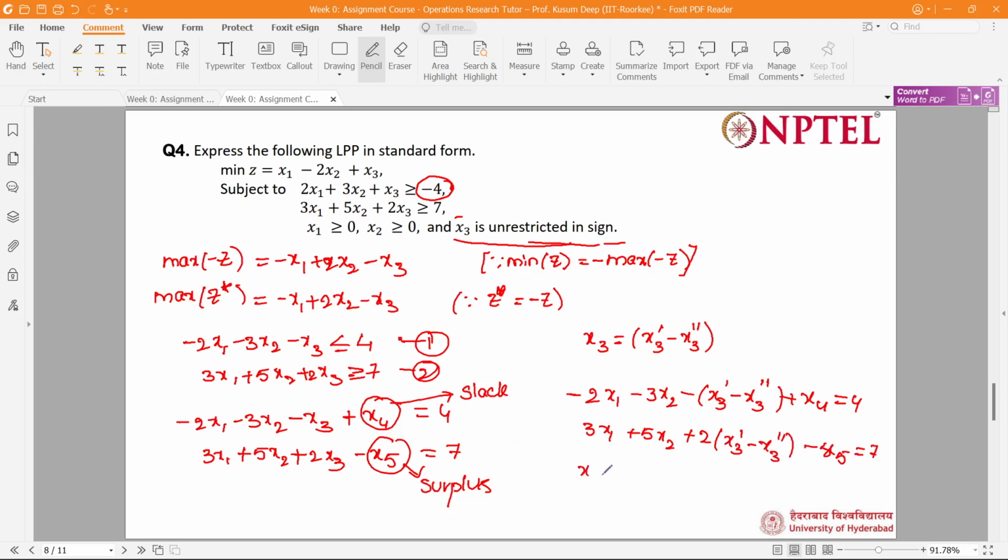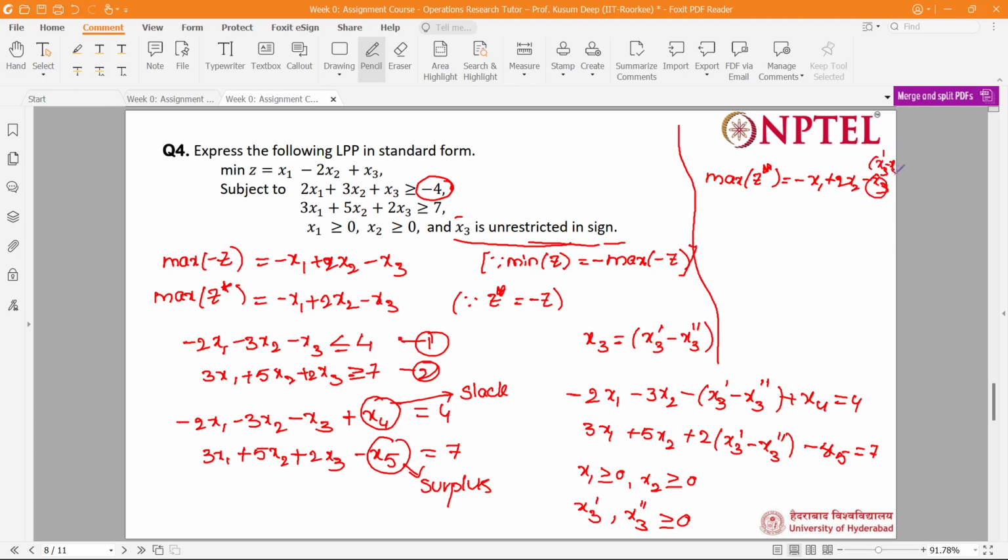So finally you can write the non-negative restrictions: x1 greater than or equal to 0, x2 greater than or equal to 0, and also x3 dash and x3 double dash greater than or equal to 0. So we have written the given LPP problem into the standard form. The standard form must have the maximization type, so we have converted the given problem into maximum of minus x1 plus 2x2 minus x3, where x3 is x3 dash minus x3 double dash.